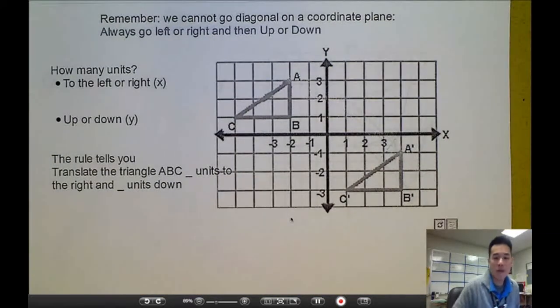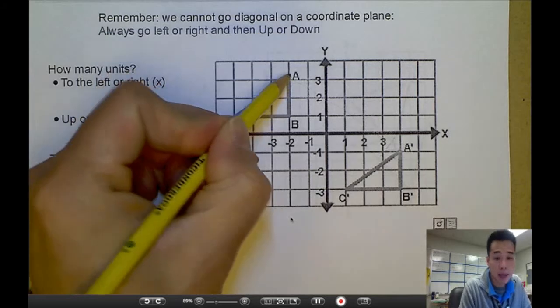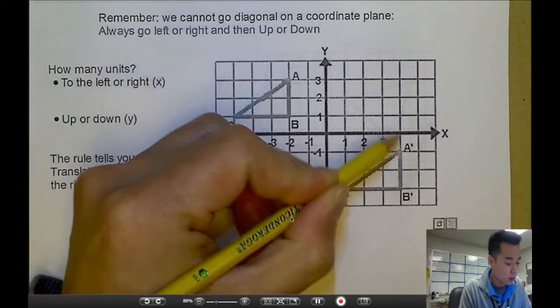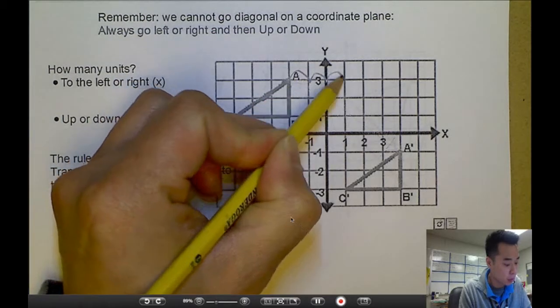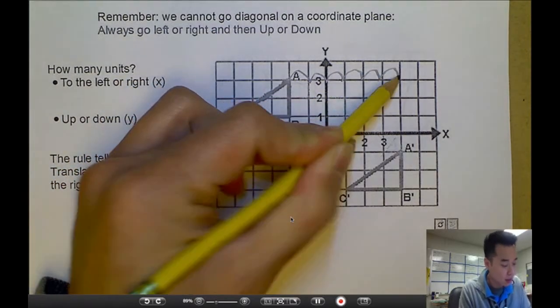I like to go left or right first. I like to go X and Y, or X before Y. You guys can definitely go Y before X, but just make sure that you write your translation directions appropriately. So first thing I'm going to do is count how many the original went to A prime by just going left to right first. It went 1, 2, 3, 4, 5, 6 units to the right.